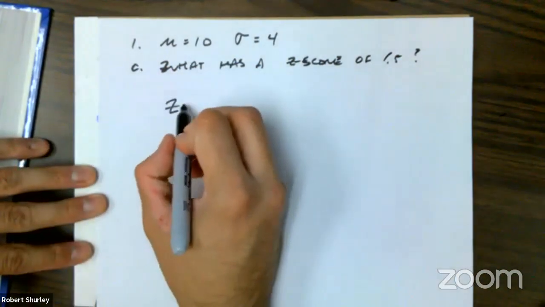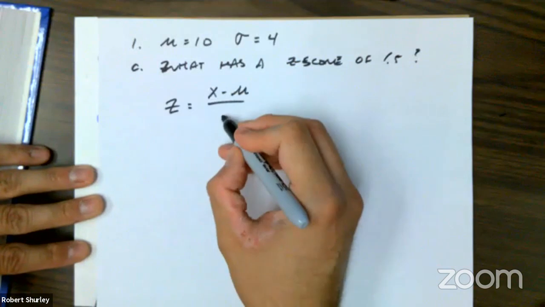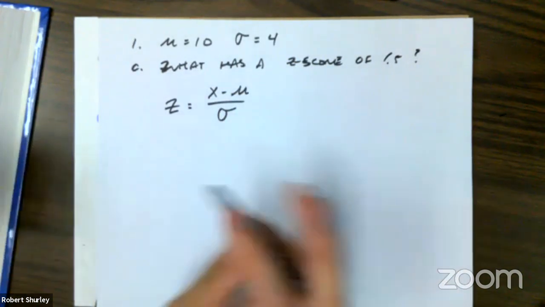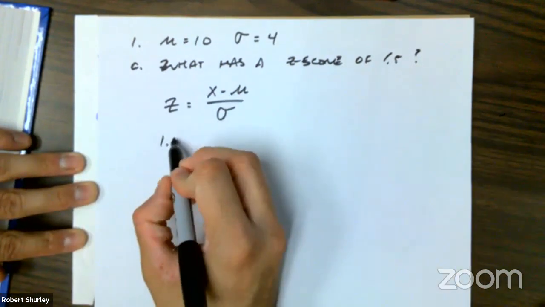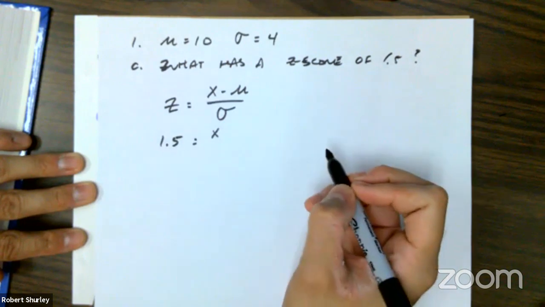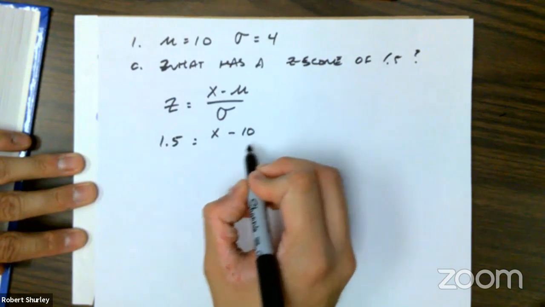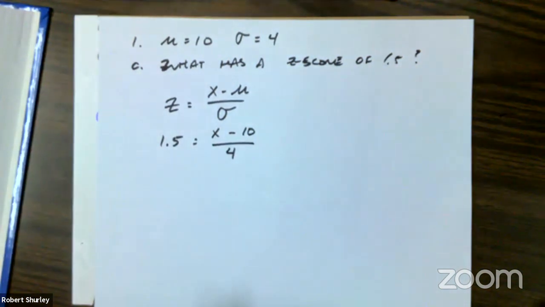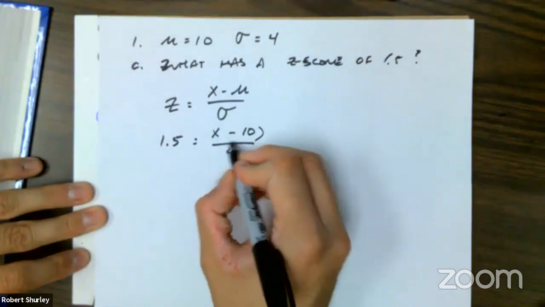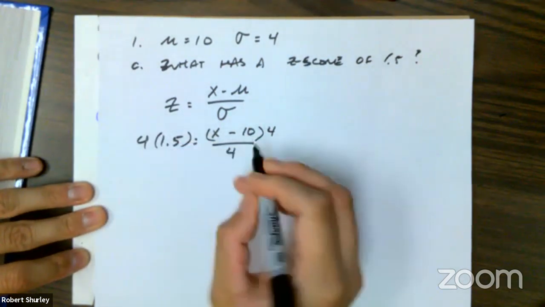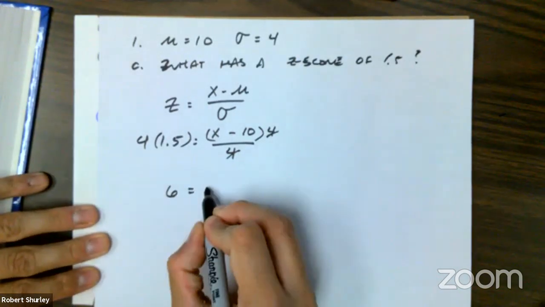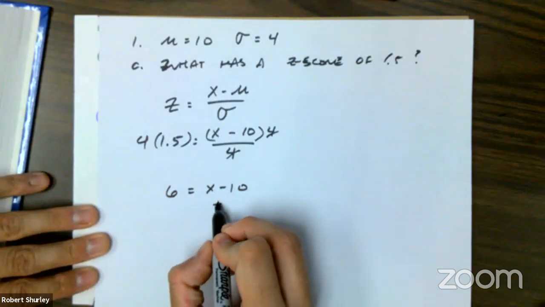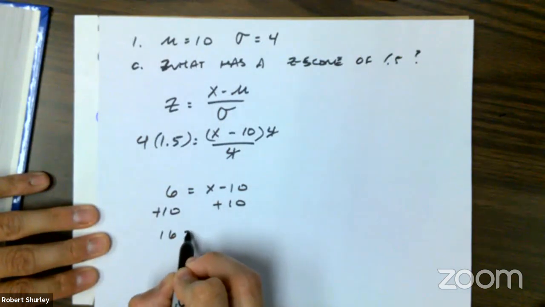Let's look at the equation. It's z equals x minus mu over standard deviation. We're just going to do some basic algebra, Lori, and plug in what we know. We know the z-score is 1.5. X we don't know. Mu is 10, and the standard deviation is 4. Now we solve for x. I've got to multiply by the 4 on both sides to get rid of it in the denominator. 4 times 1.5 is 6, which equals x minus 10. Then add the 10 on both sides, so you wind up with 16.